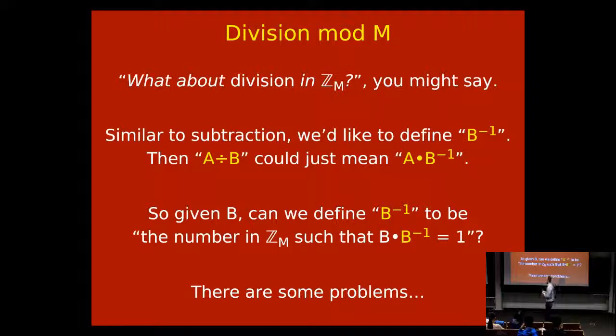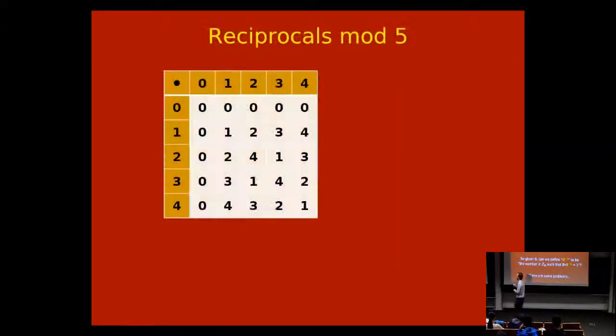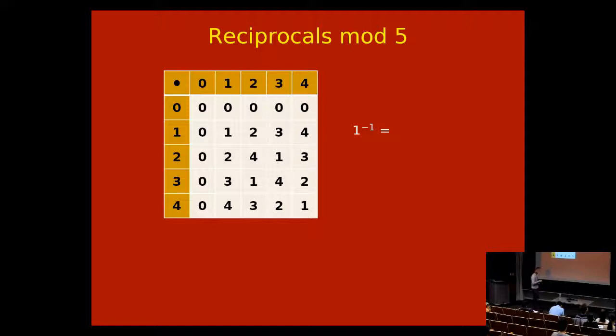But there's a bit of a problem with this. So let's take a look at what happens if we try to do this. Let's look at the reciprocals of numbers mod 5. So 1's reciprocal should be what? 1. You look in this table, and you're like, aha, if I multiply it by 1, I get 1. Perfect. 2's reciprocal is 3, because there's the 1. 2 inverse is 3. That's really because 2 times 3 is 6, which is the same as 1 mod 5. And 3's reciprocal is 2. And 4's reciprocal is 4. Sorry, it's 4. Thank you.